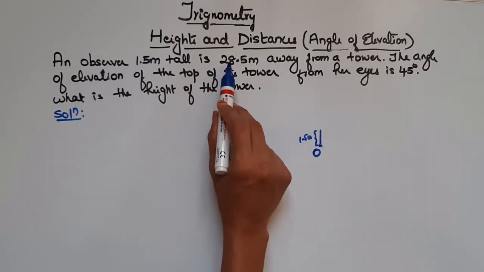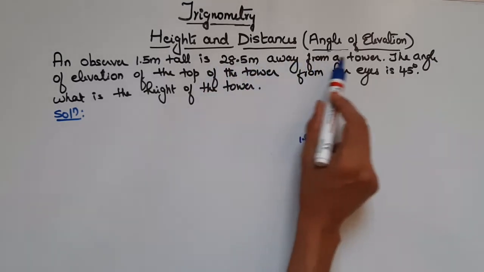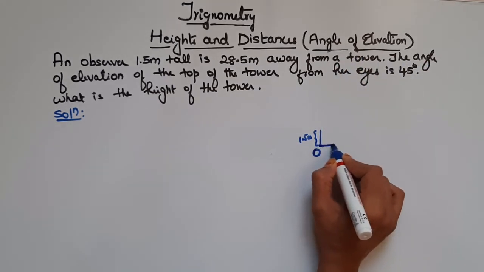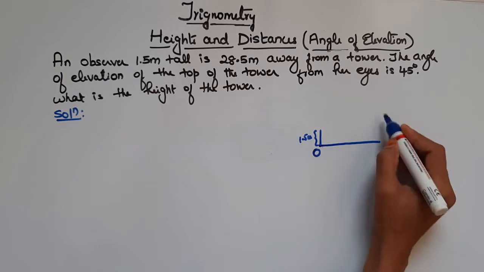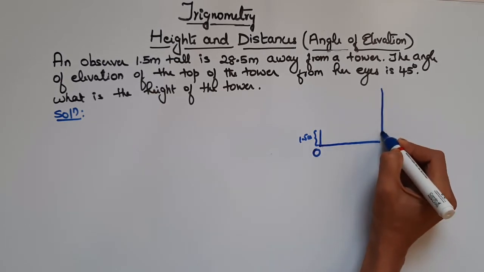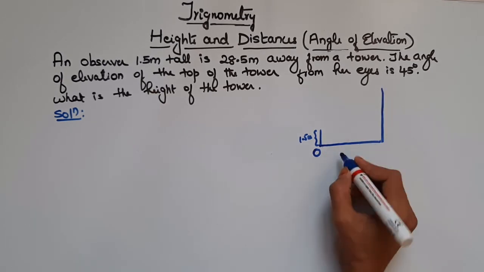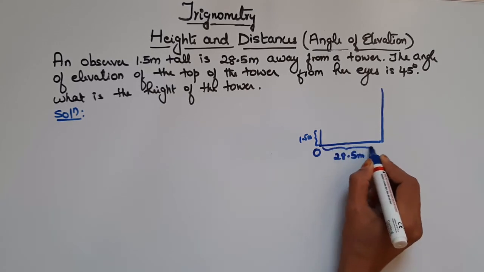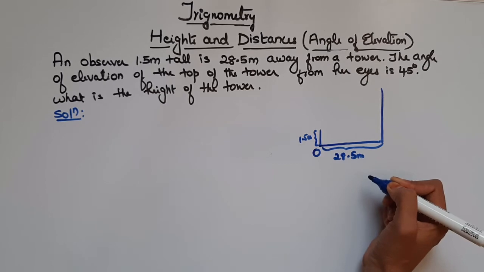Alright, is 28.5 meter away from a tower. So the observer is standing 28.5 meter away from the tower. So this is a tower. So this is 28.5 meter, right?